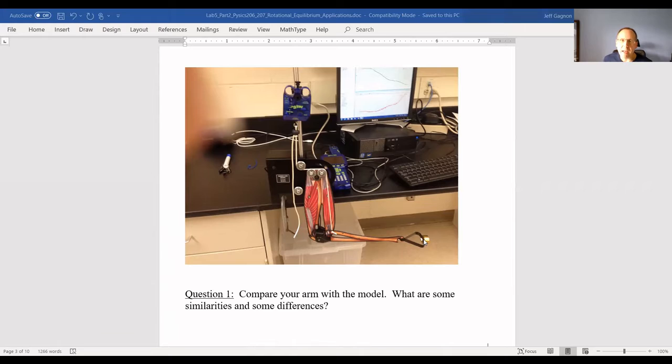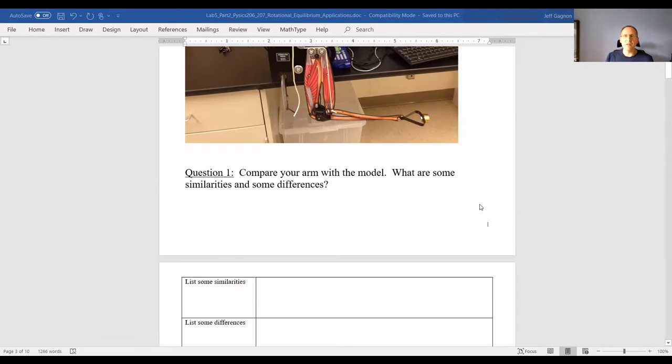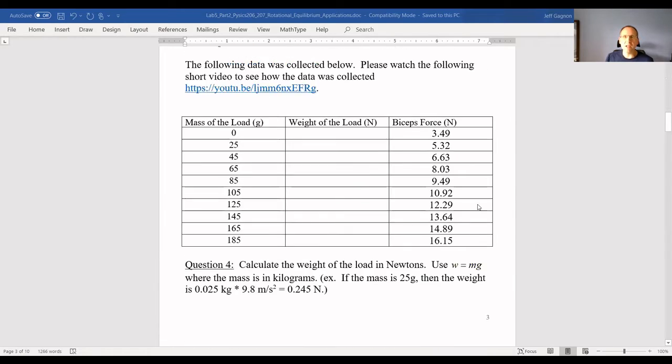And at the same time as I did that, I recorded what the force was from the sensor here. Remember, this is the blue force sensor. So that's measuring the tension in the string. So it's basically measuring the biceps force here in newtons. So if you go to the table, the last column here are those forces that are recorded in newtons, right, from that force sensor. So this is like the biceps force in newtons.